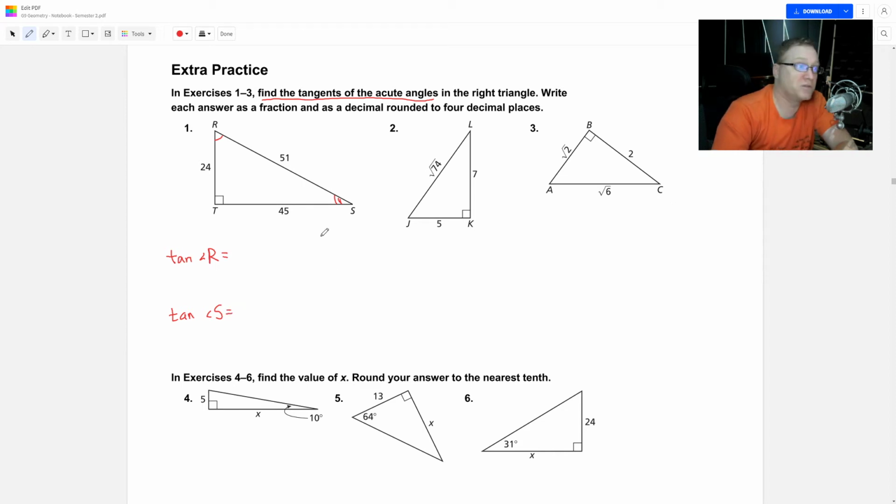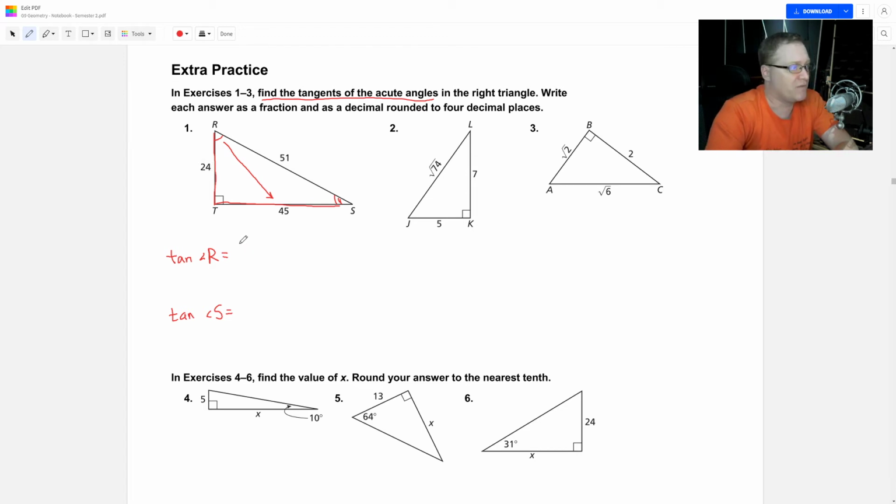Now, it's not too difficult. All right, just remember, what is a tangent? It's the ratio of the legs. Now, where are the legs of this triangle? Well, one leg is right here, and the other leg is right here. So all we need to know now is which one is on top and which one is on bottom. Well, for angle R, remember the opposite always goes on top. It's opposite over adjacent. Opposite over adjacent. All right. So here the opposite of angle R is 45 and the adjacent is 24.